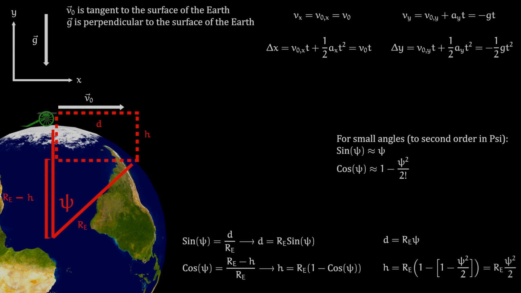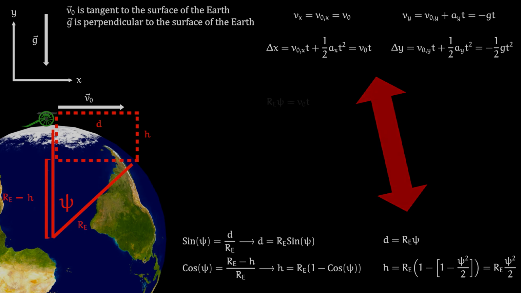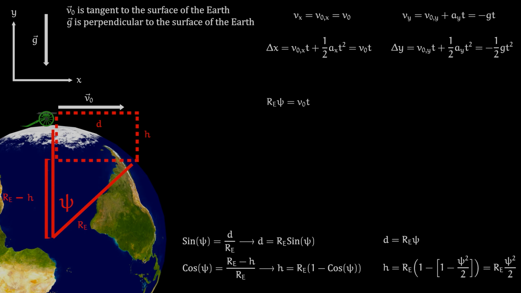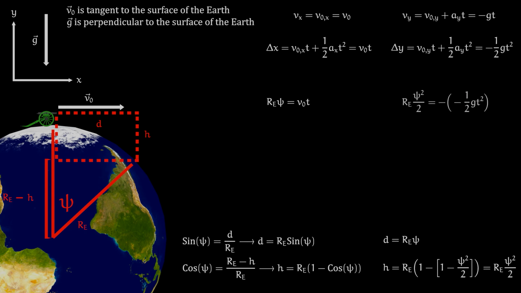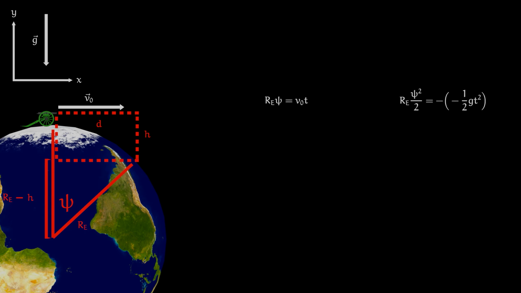Now, for this projectile to actually be in an orbit, we need the distance d to be equal to the distance the projectile has traveled, delta x. And we need the distance the surface of the Earth has moved away from the object, h, to be equal to the distance the object has fallen, negative delta y. Again, don't forget the negative sign there.